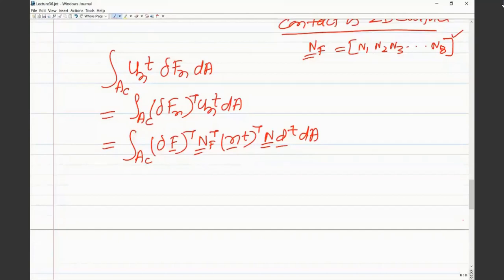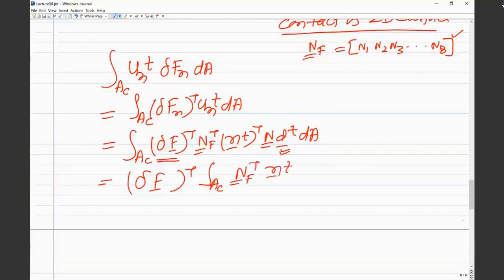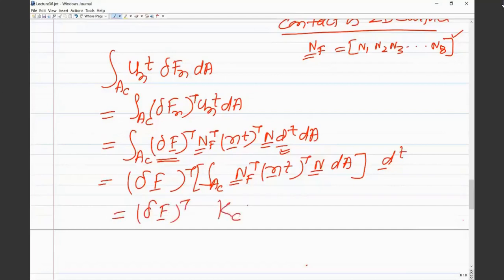So this is what you can write. Finally, delta F transpose is independent of the integration area, and similarly DT is independent of the integration area, so we can take them out of the integration sign. So we can write this as delta F transpose, integration over the contact area of NF transpose into NT transpose into N dA, and this is going to be a matrix, and on this side you will have finally DT. So now we can write this as delta F transpose, and this is the contact stiffness for the target body, which I'm denoting by KCT, and it's a matrix, into DT. KCT is given by this. This is referred to as the contact stiffness matrix.